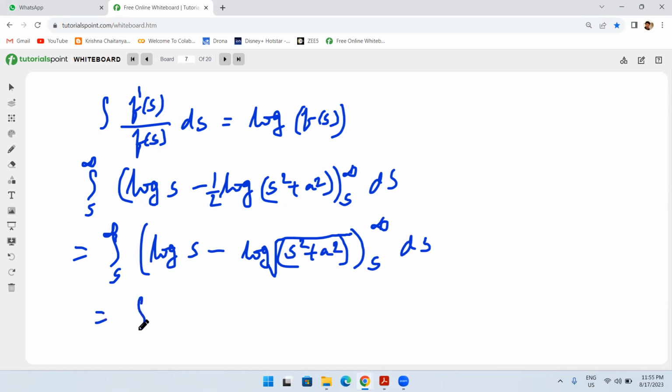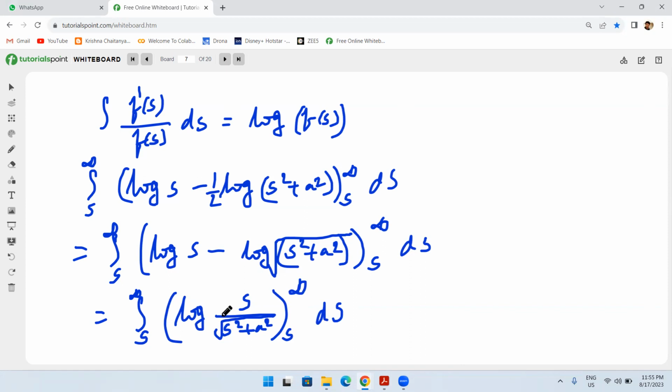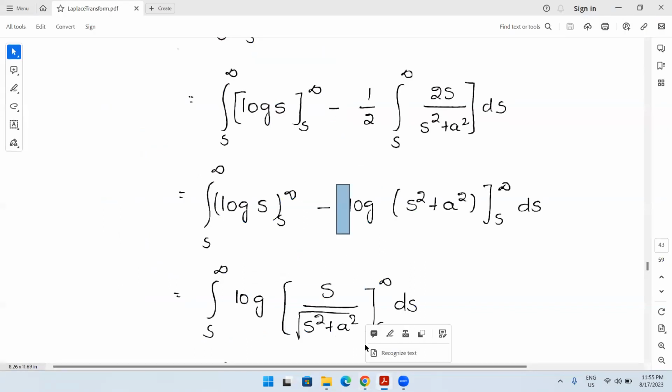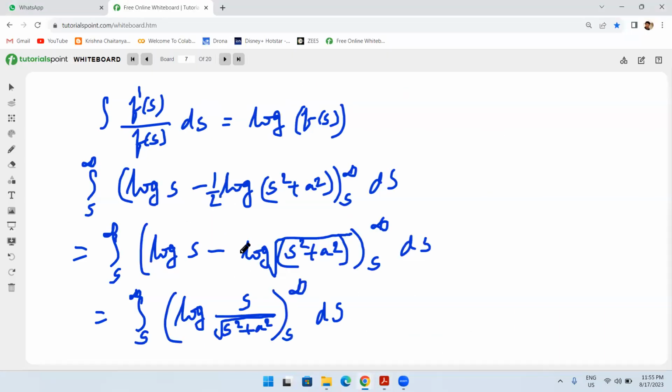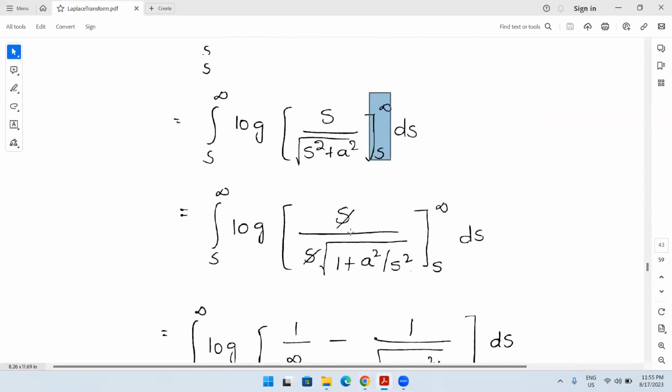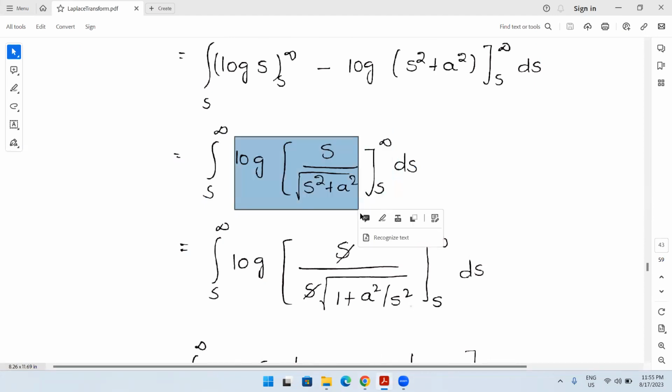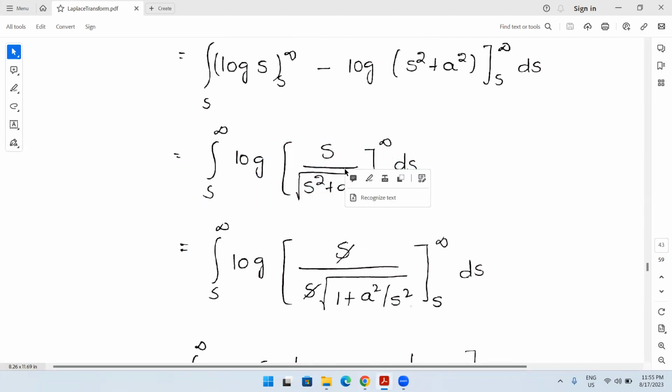So log a minus log b, integral s to infinity, log a minus log b is log s by square root of s square plus a square, from s to infinity. So these steps are missing here; directly we got log s by square root of s square plus a square from s to infinity. Two or three steps are missing here. Now, in the place of s, if we substitute infinity, we get infinity by infinity, an improper form.